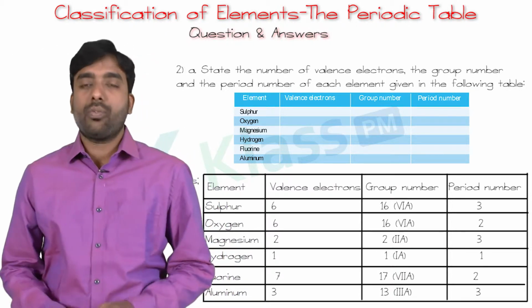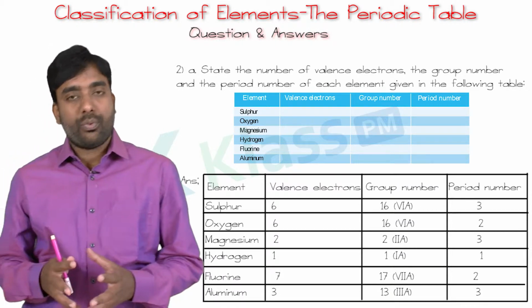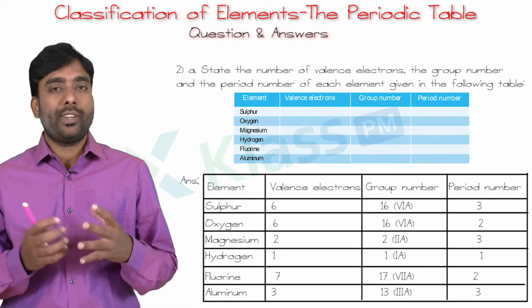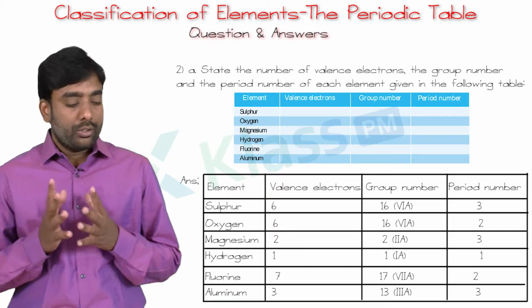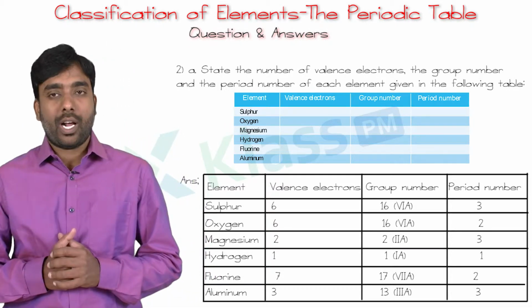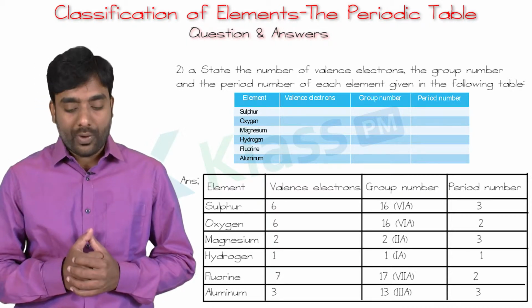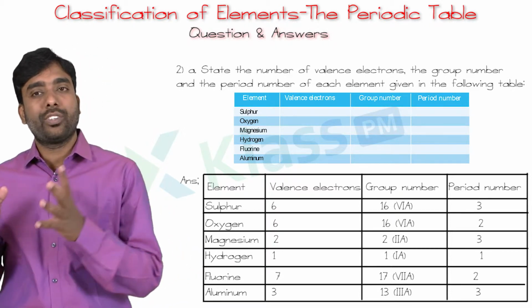See the first element, that is sulfur. Sulfur's atomic number is 16, so its electronic configuration is 1s2, 2s2, 2p6, 3s2, 3p4. There are 6 electrons in its valence shell, so it belongs to the 16th group.